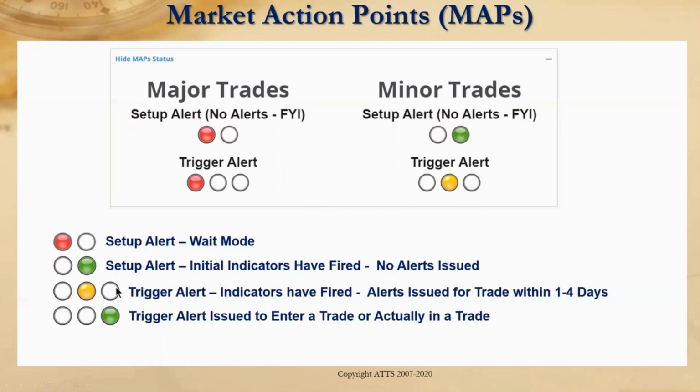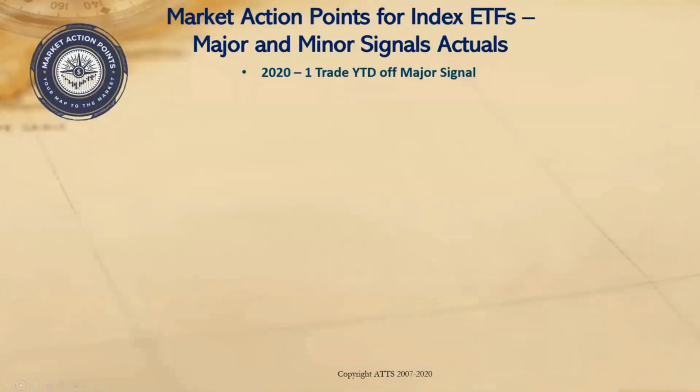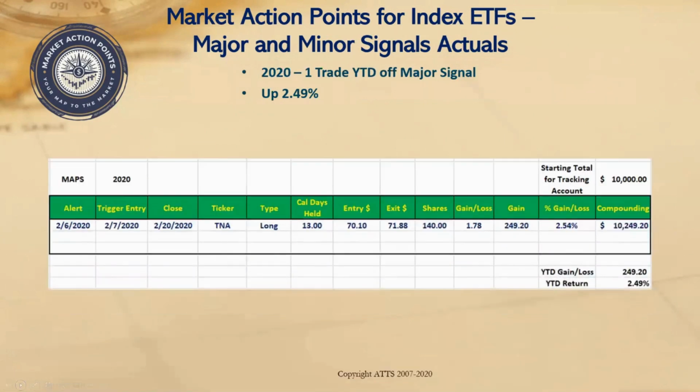And then when it does turn to green, that's when we send out the specifics of what will actually trigger a trade for us. Right. So, 2021 trade year to date off of a major signal, and we traded TNA on that. We're up 2.49%. We'll get into a little bit about how that trade went. Again, I was very pleased with it.